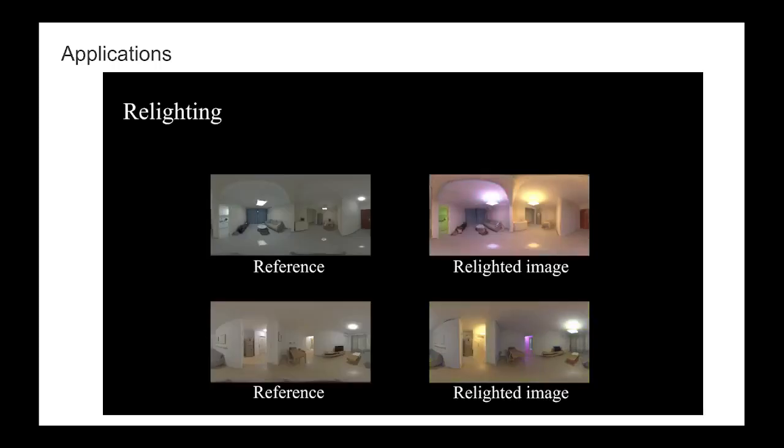For relighting, when we change the color of the light sources and move their position, the specular reflectance on the floor is physically reasonable.